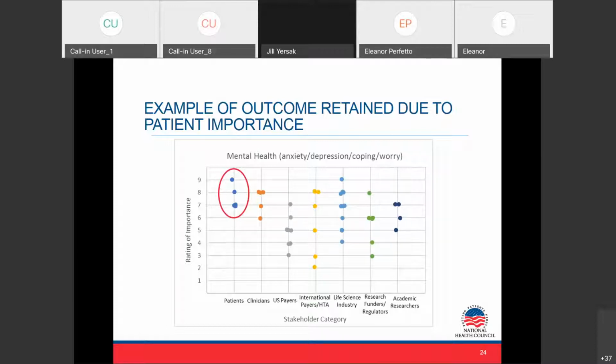The rest of the group, as you can see, was scattered. And if it had been up to the rest of the group in the first 2 rounds, this would have been eliminated. But because that patient group that we included felt very strongly about this, it was brought through into the in-person meeting. Next slide, please.